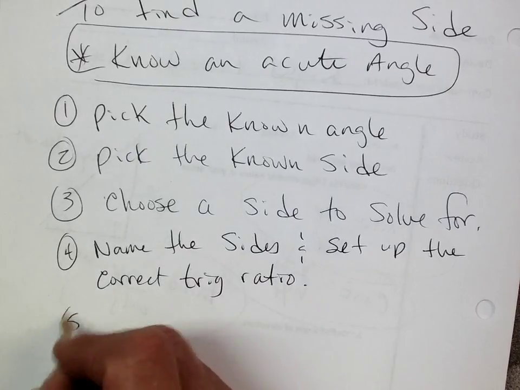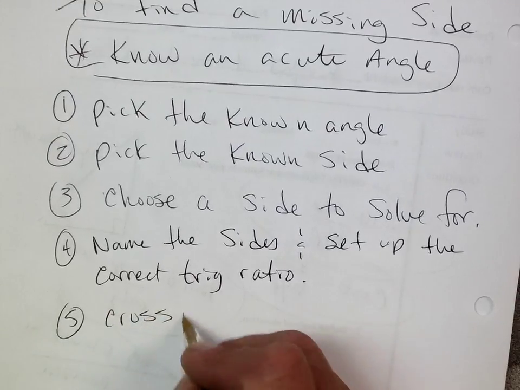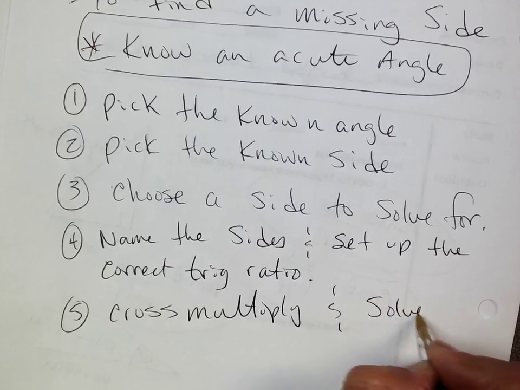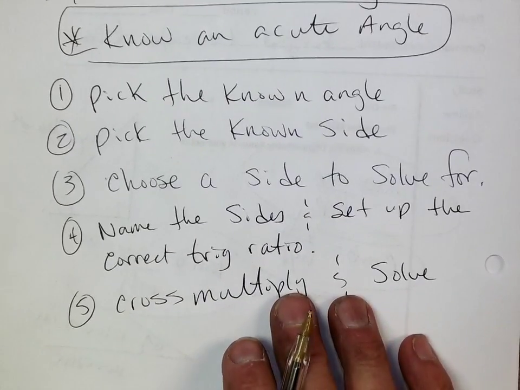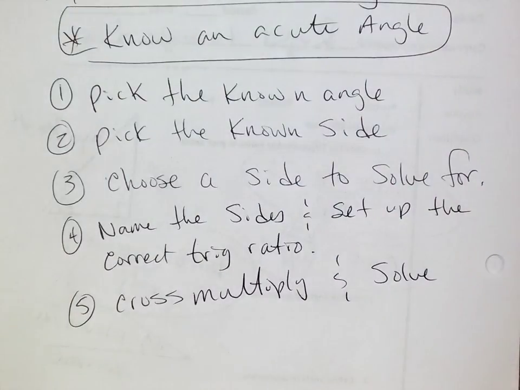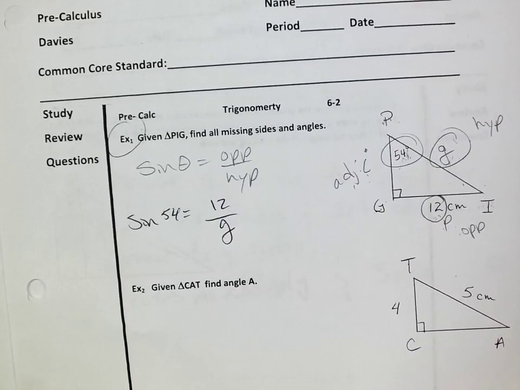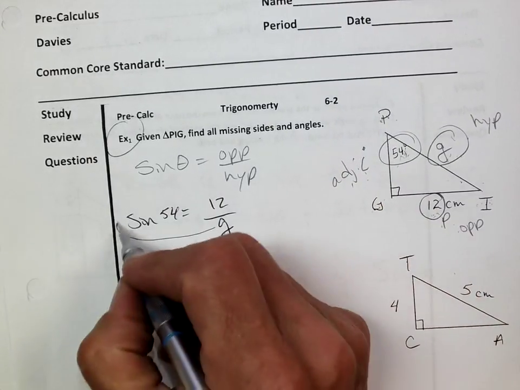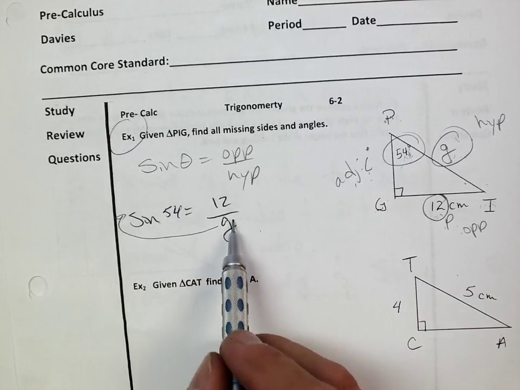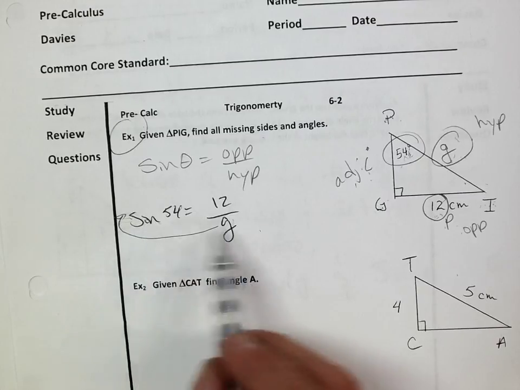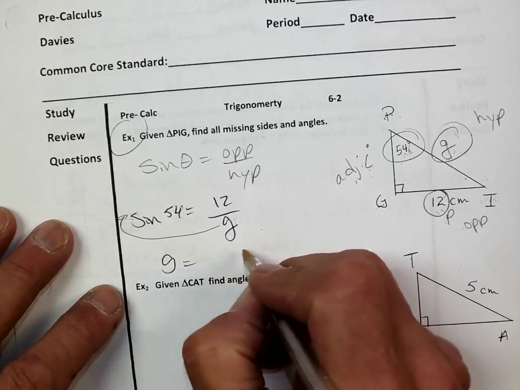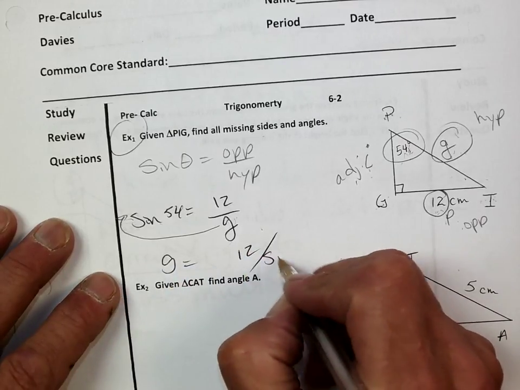We're going to cross multiply and solve, okay? Write that down. If I cross multiply, I'll bring the g up here, but then I'll have to divide by the sine of 54. So I'll really, in a sense, switch places with them. So I have g equals 12 divided by the sine of 54.